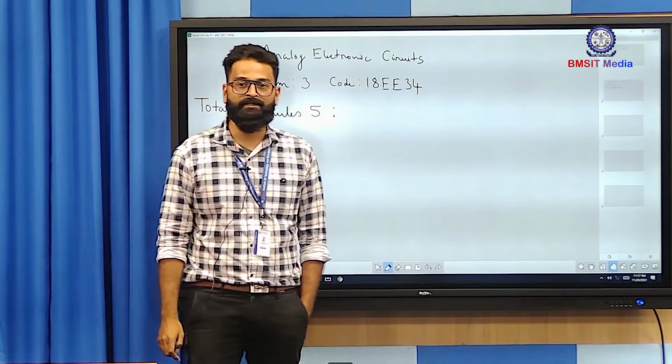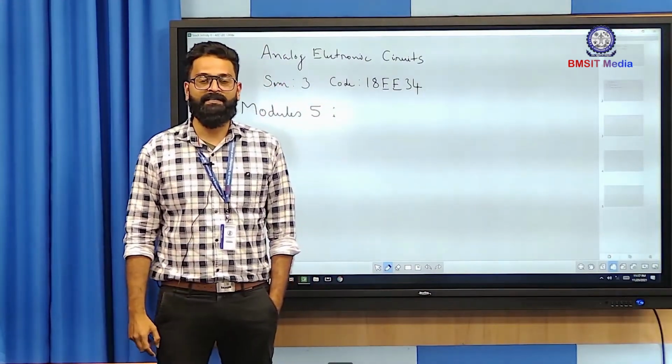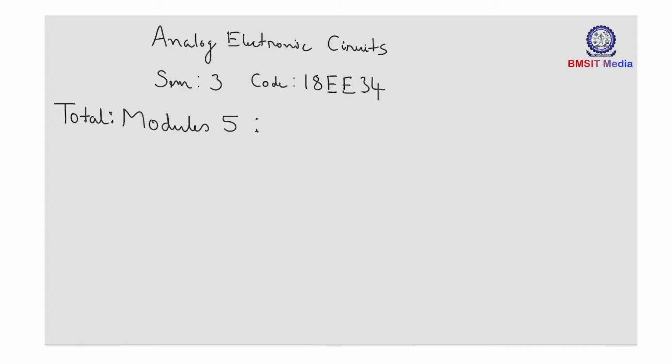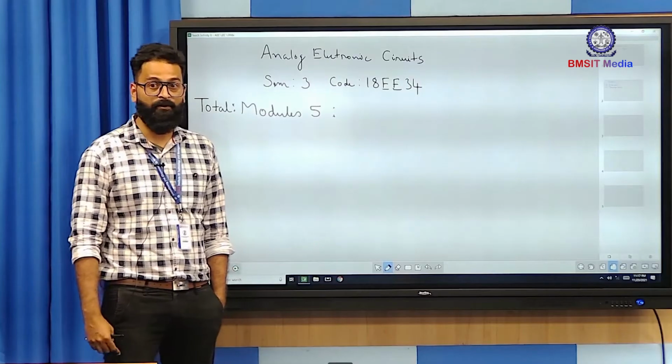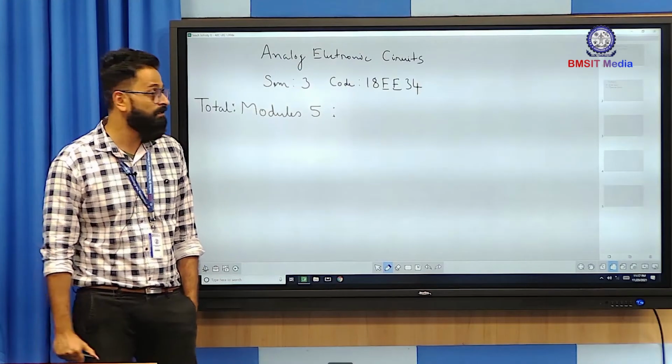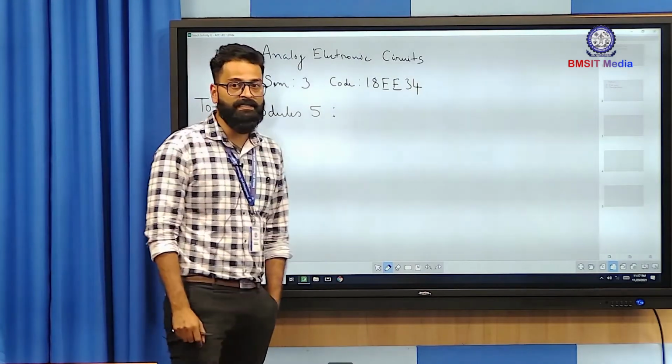This is Ozwin D'Souza from the Department of Electrical and Electronics Engineering. I'll be taking up the course called Analog Electronic Circuits. This is meant for third semester electrical branch. The course code is 18E34.